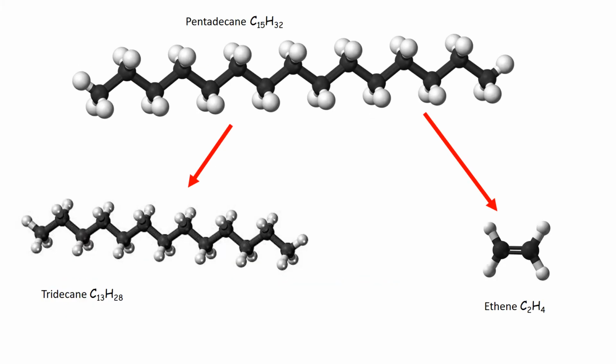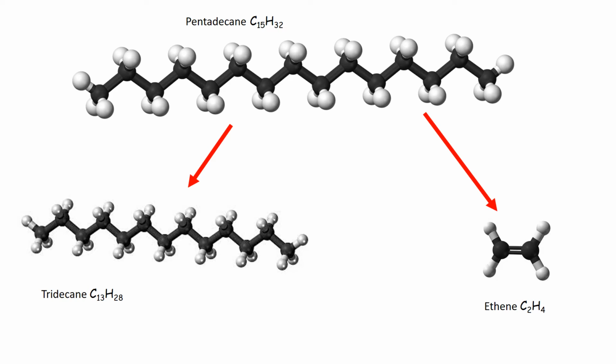Here we have an example of a long-chain alkane called pentadecane. Its chemical formula is C15H32. After undergoing the process of cracking, it breaks down into tridecane, which has a chemical formula of C13H28, and ethene, that is an alkene, as you can tell by the ending, ene, which has a chemical formula of C2H4.